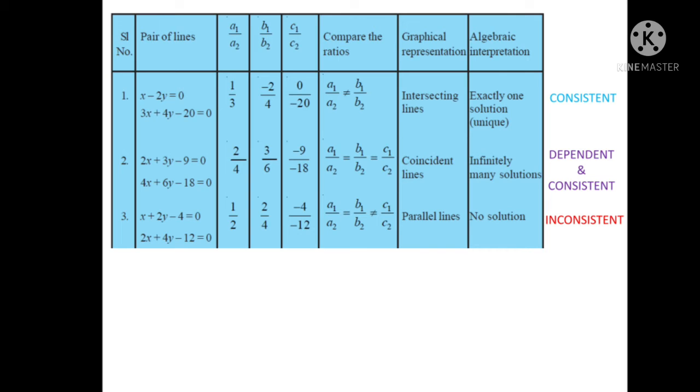Now consistent or inconsistent. Consistent are those in which we are having solutions. Only two cases are there, whenever the lines are intersecting or whenever they are coincident. In these two cases we will get the solutions, but whenever they are parallel lines we will not have any solutions, so they are known as inconsistent.